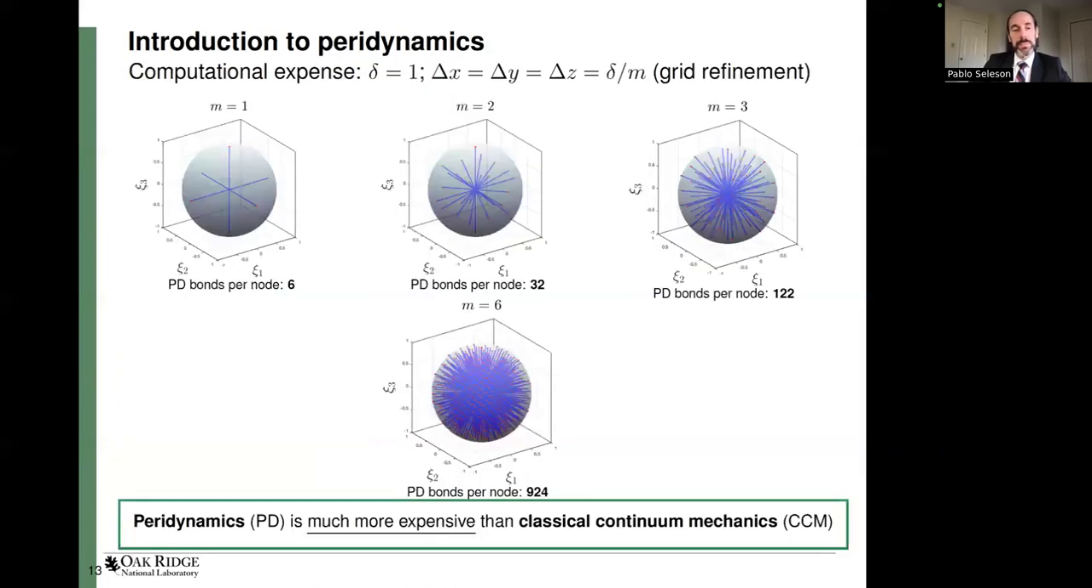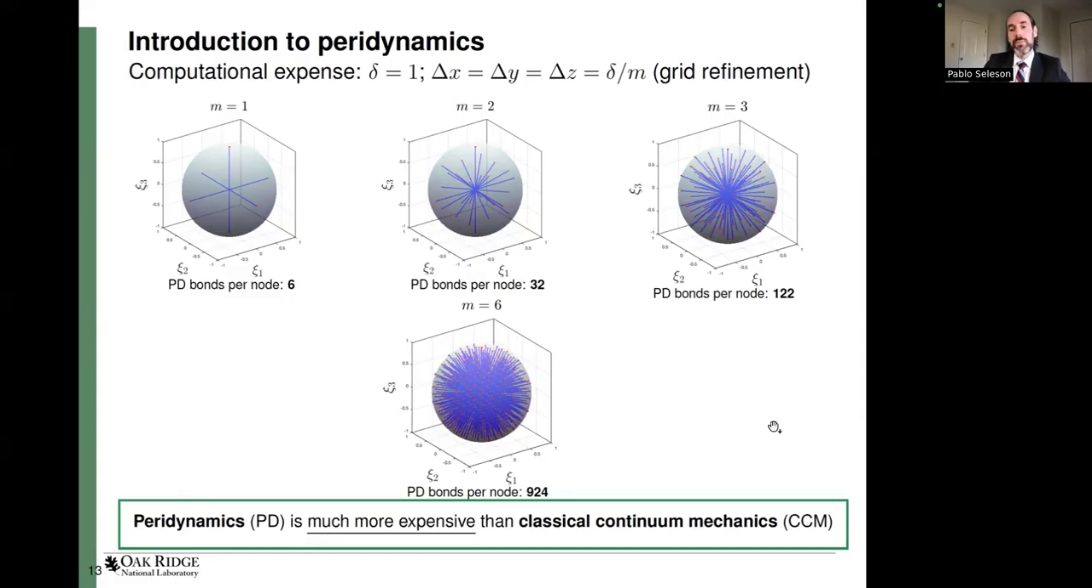However, the issue is that Peridynamics is much more computationally expensive than classical continuum mechanics. In which sense? Well, once you discretize, note that if we choose, let's say, delta to be 1, and then we choose a discretization such that delta x equals delta y equals delta z equals delta divided by m, m determines the grid resolution. Now, if m equals 1, we get 6 bonds for each computational node. When we increase m to 2, we get 32 bonds. When m is 3, we get 122 bonds. And if we now do one step of grid refinement, going from m equal 3 to 6, the number of connectivities for each node increases to nearly 1,000. So Peridynamics is much more expensive than classical continuum mechanics.